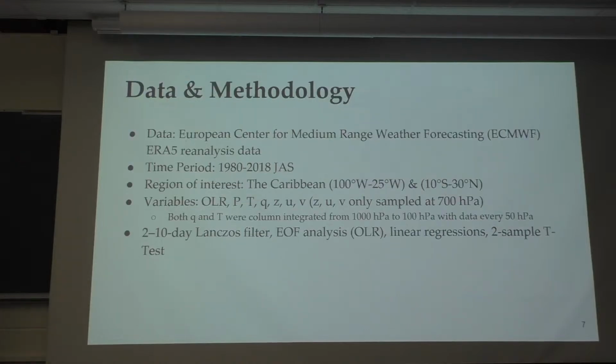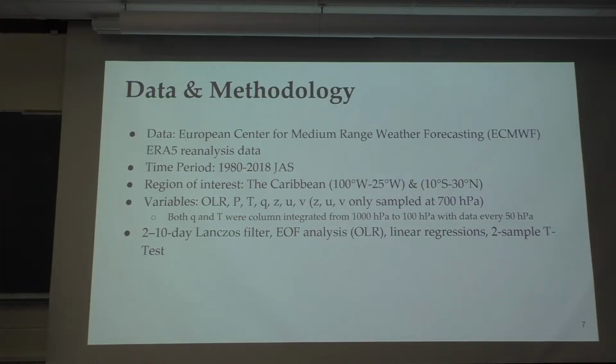For data and methodology, we took ERA5 reanalysis data from the ECMWF. We looked at this data from 1980 to 2018 during the months of July, August, and September. Our area of interest was the Caribbean, and the variables we looked at were OLR, precipitation, temperature, atmospheric humidity, geopotential, and our horizontal winds. Note that for geopotential and the horizontal winds, we only sampled at 700 hectopascals because that is the level at which the signature for Caribbean easterly waves is most prominent.